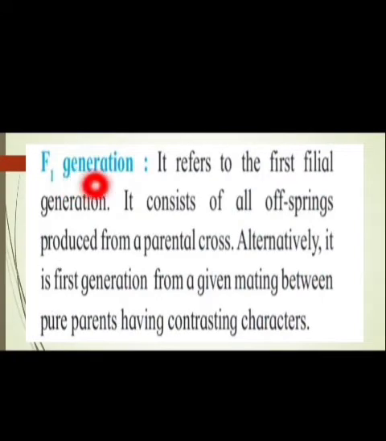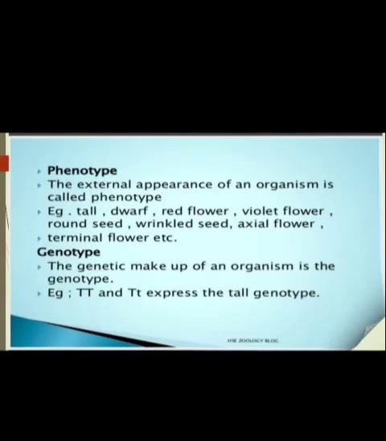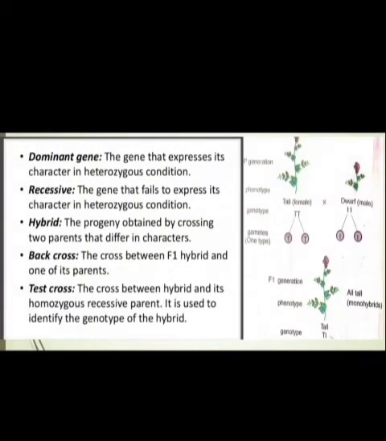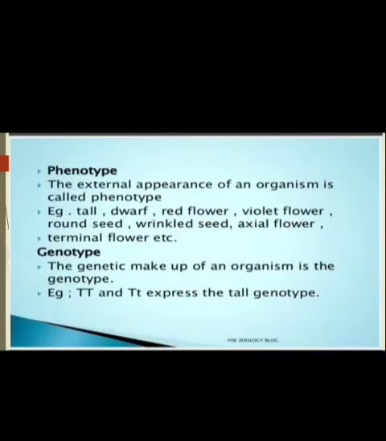F1 generation, the first filial generation. It consists of all offspring produced from a parental cross. Alternatively, it is the first generation from a given mating between pure parents having contrasting characters. In short, when a cross takes place between the two parents, it produces the hybrid or offspring. This generation is called the F1 generation.